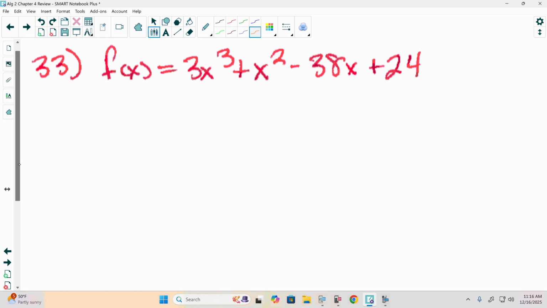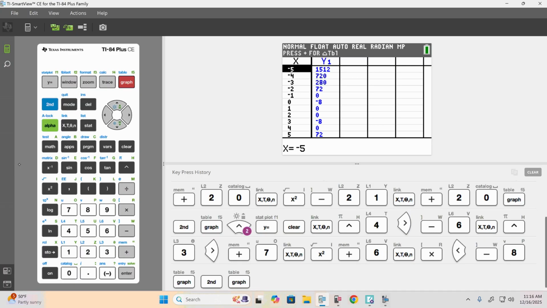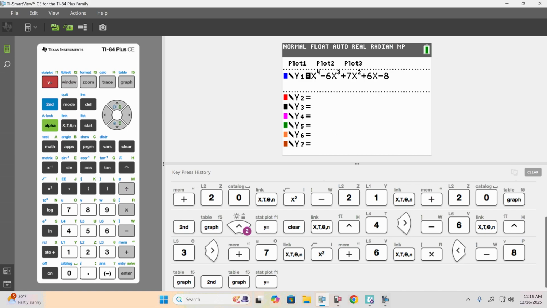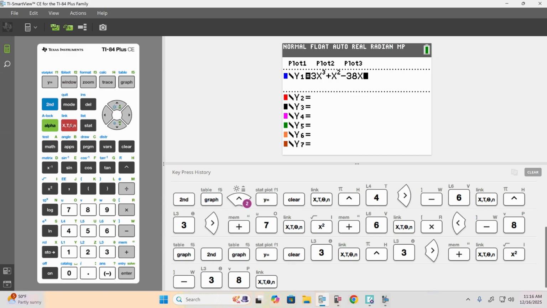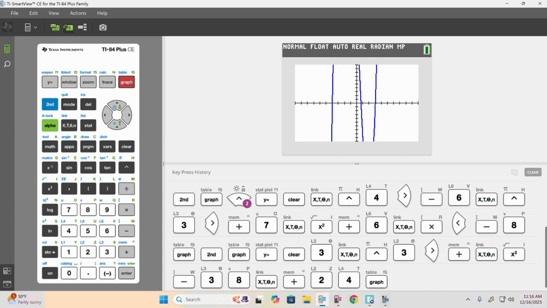Let's look at 33. 3x cubed plus x squared minus 38x plus 24. Again, I'd graph it. We'd hit y equals. Now we do need to clear this out. And we're going to type this in. 3x cubed plus x squared minus 38x plus 24. We're going to type, yeah, 33.